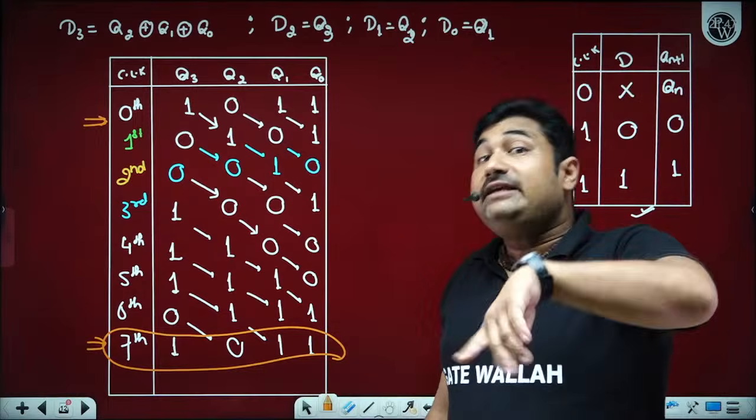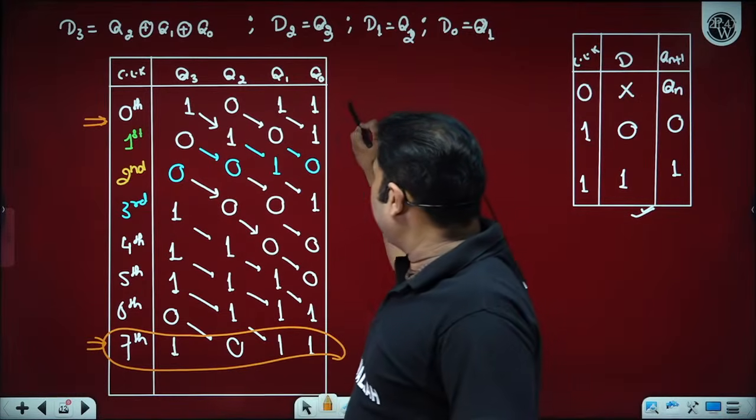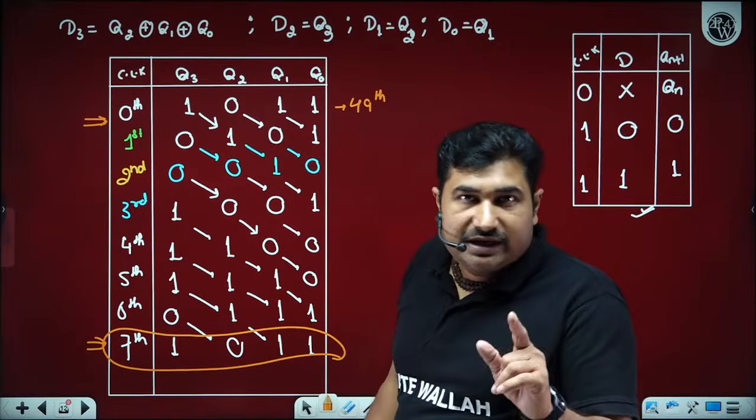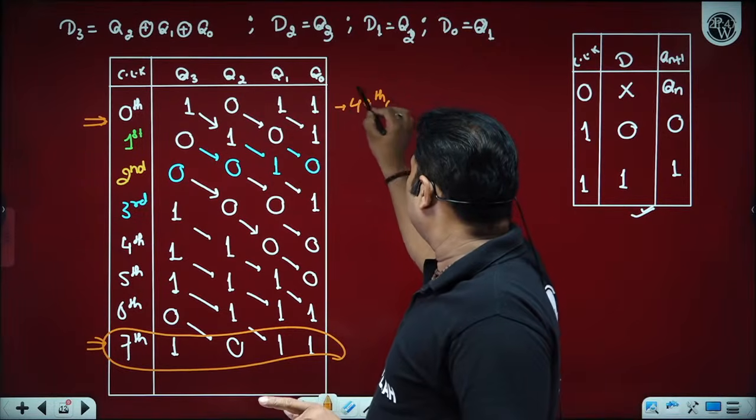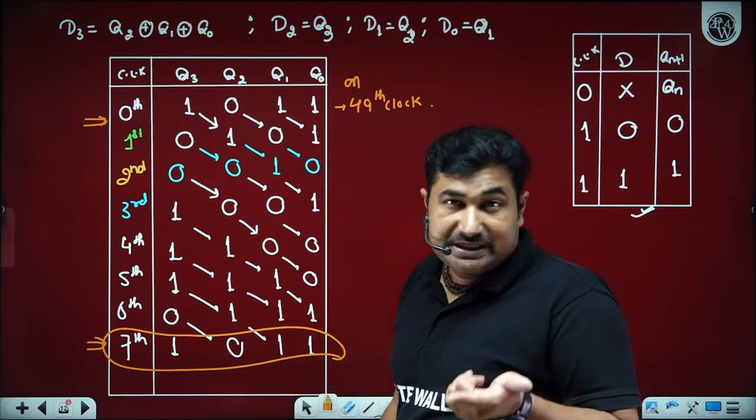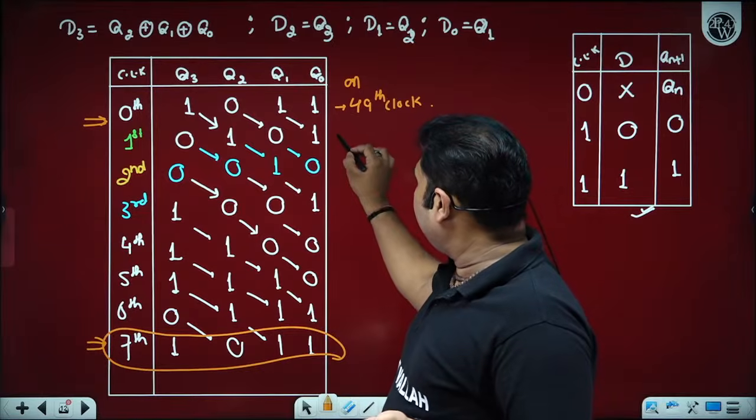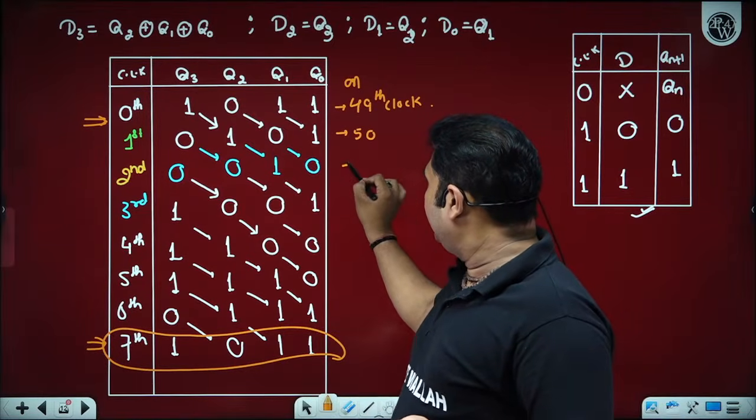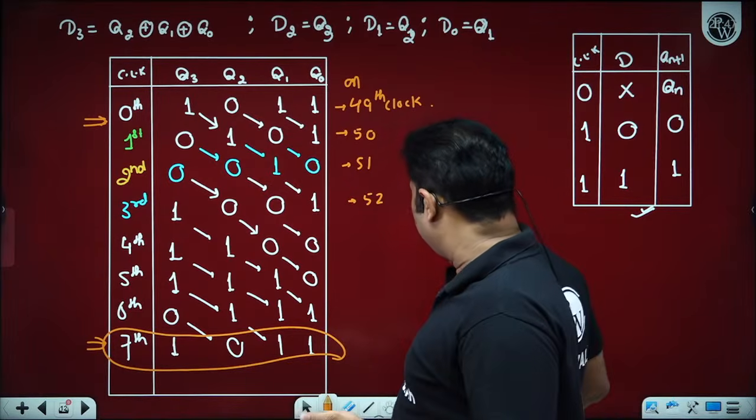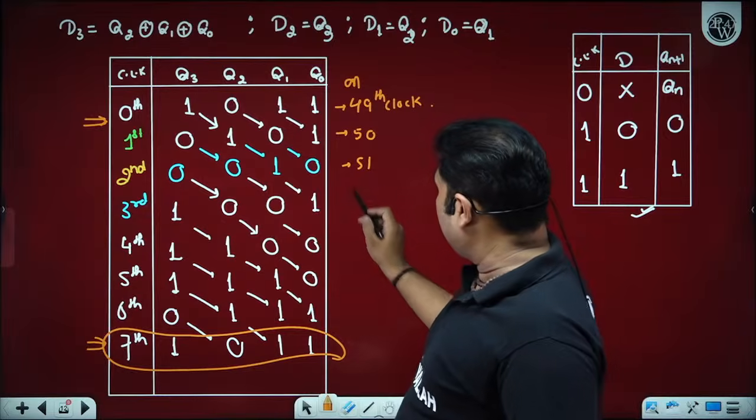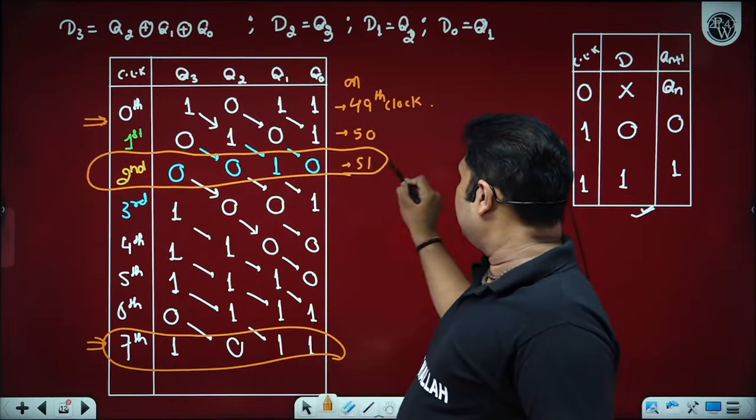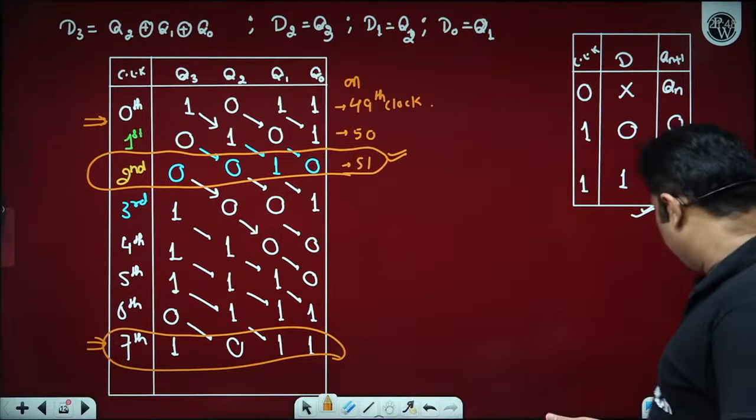So on the 49th clock pulse, the data will remain the same. Is it okay? On the 49th clock, the data will remain the same. Yes, sir. 49, 50, 51, 52. So we need to find out the data in the register after 51 clock pulses. So we all can see what data is available after 51 clock pulses.